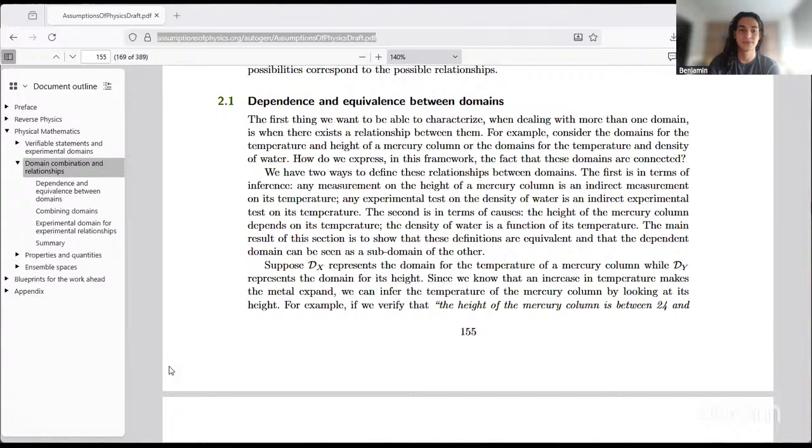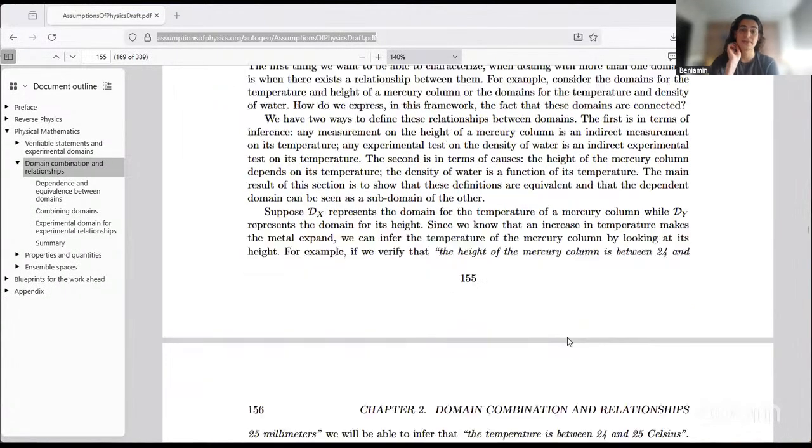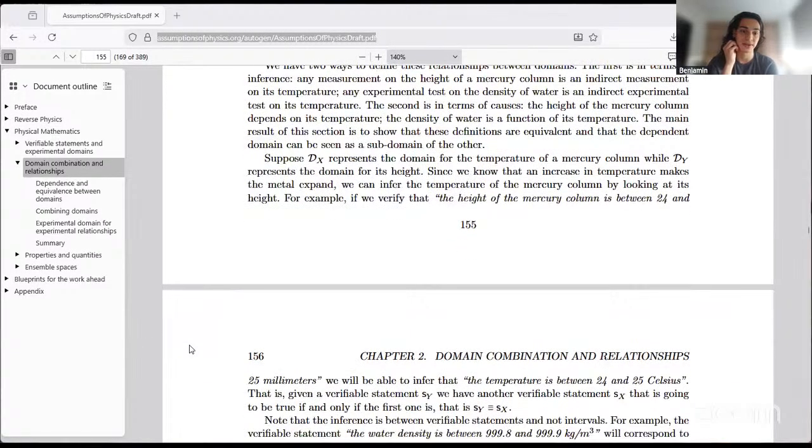The first is in terms of inference. Any measurement on the height of a mercury column is an indirect measurement on its temperature, and any experimental test on the density of water is an indirect experimental test on its temperature. The second is in terms of causes. The height of the mercury column depends on its temperature, and the density of water is a function of its temperature. The main result of this section is to show that these definitions are equivalent, and the dependent domain can be seen as a subdomain of the other.